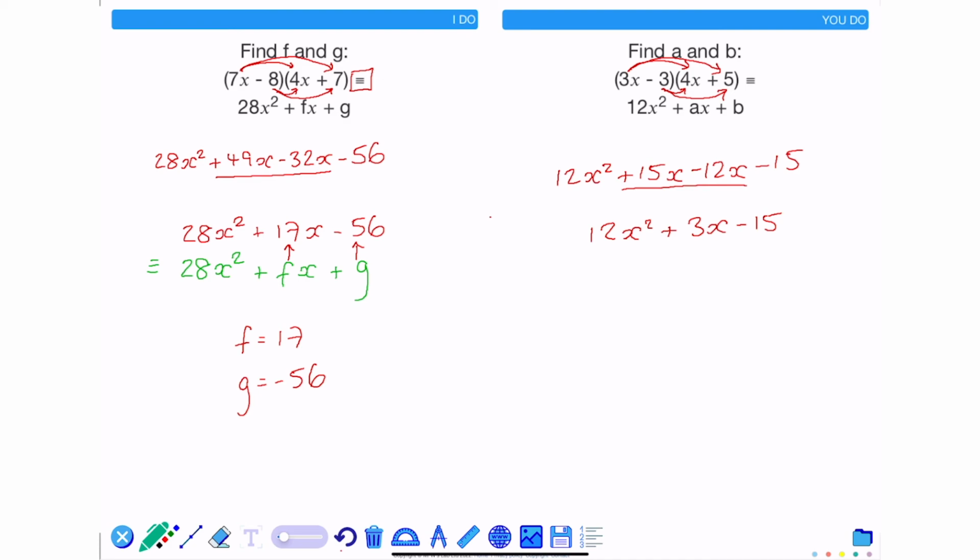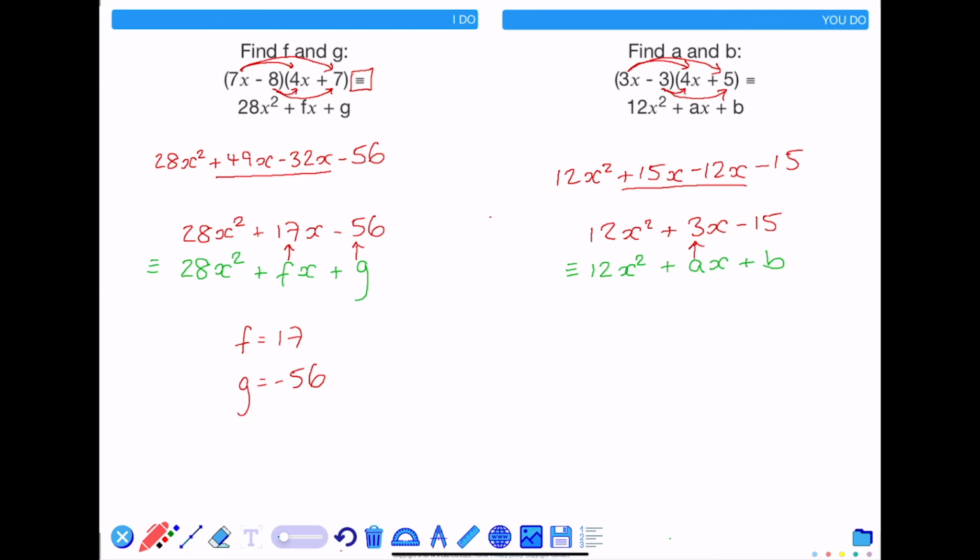Now writing the right-hand side of my identity underneath, 12x squared plus ax plus b, we can clearly see that the value of a and the value of b can be read. That a is equal to 3 and b is equal to negative 15.